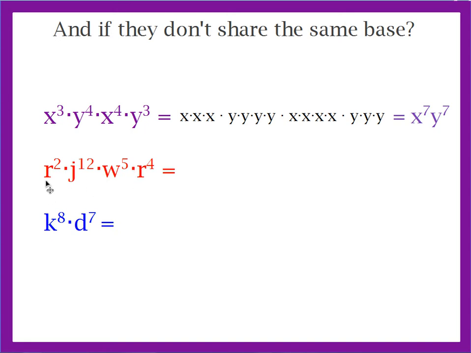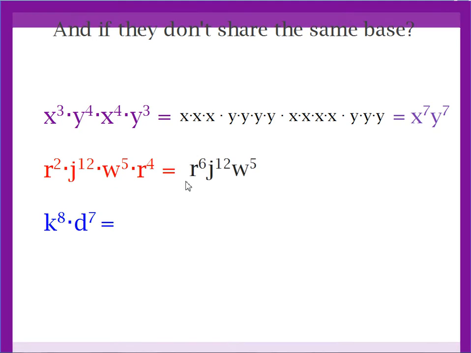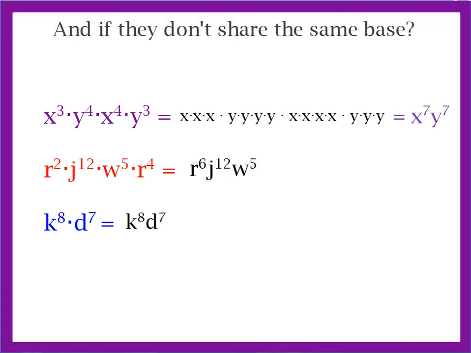In my second example, I only have 2 powers with matching bases, r to the 2nd and r to the 4th. I can combine those into r to the 6th, and then the j to the 12th and the w to the 5th simply get included in my simplified exponent or power. In the third example, I don't have any powers with matching bases. There's absolutely nothing I can do to simplify that power.